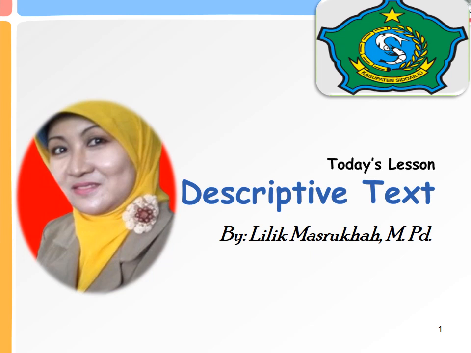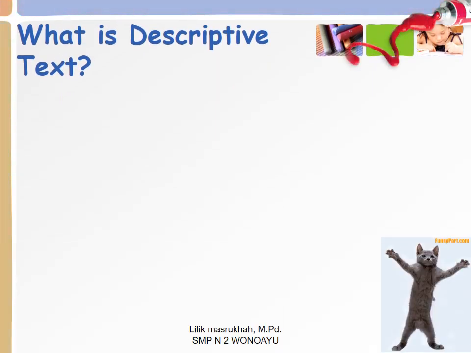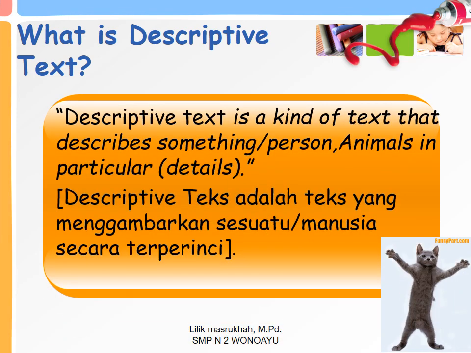Okay, today's lesson is about descriptive text. Descriptive text is a kind of text that describes something, a person, or animals in particular or in detail. Descriptive text is text which says what a person or thing is like.